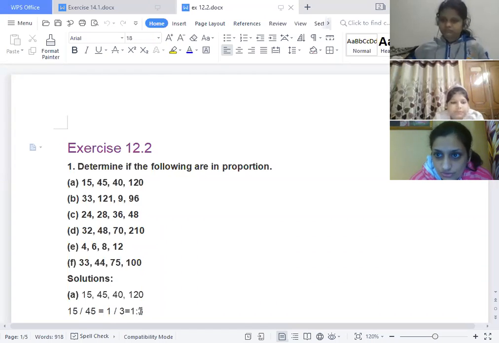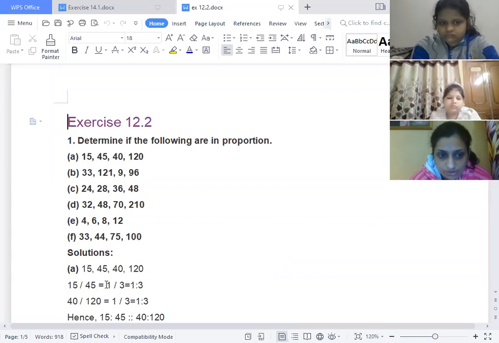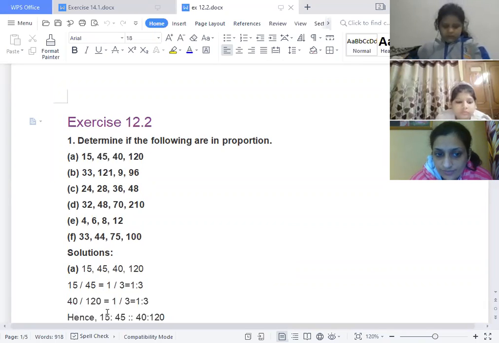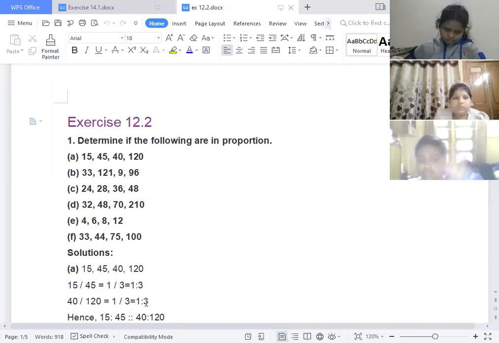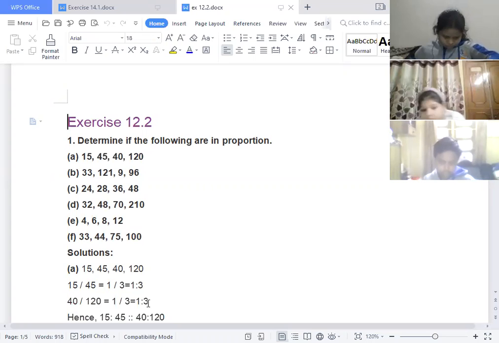That is 1:3. Next, we will be checking C and D. That is 40/120. Zeros will get cancelled out. 4 ones are 4, 4 threes are 12. That is 1/3 again. That means you are getting the answer 1:3 again. That means your A and B is proportionate to C and D. 1:3 is equivalent to 1:3.